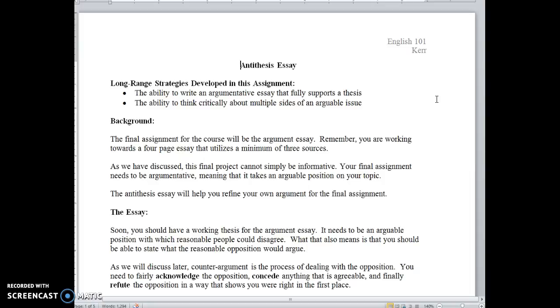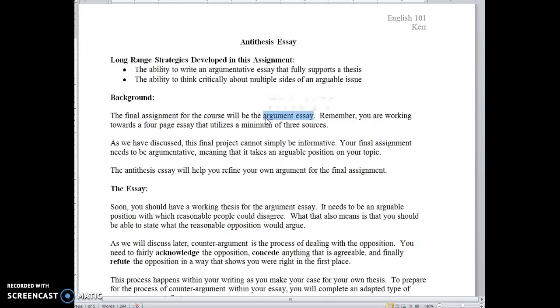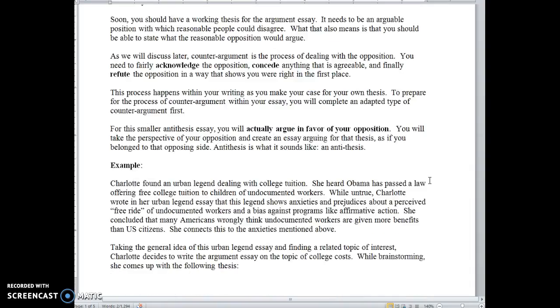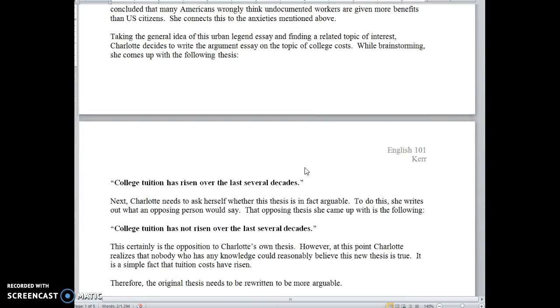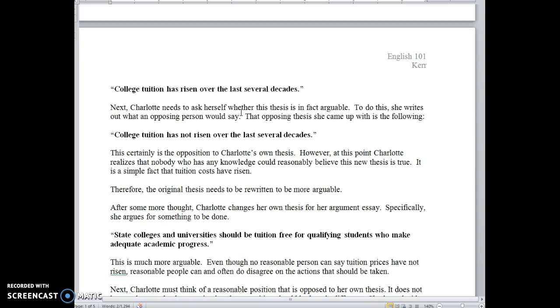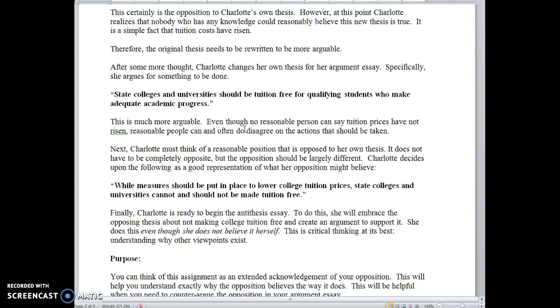Now, as we talked about, we're working towards our final assignment of the course, which is the argument essay, right? That's the side that you truly believe, the one that you want to support. So if you look at the example of Charlotte, it walks through how she got her thesis, the thesis statements that didn't quite work. But she comes up with what she truly believes, that state colleges and universities should be tuition-free for qualifying students who make adequate academic progress. Okay, nicely written thesis, hits all our criteria, and it's what she truly believes, so she feels very passionate.